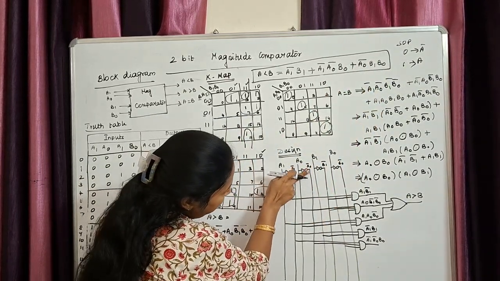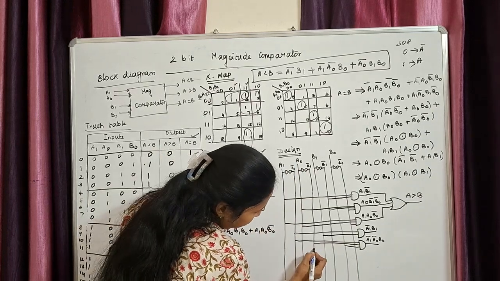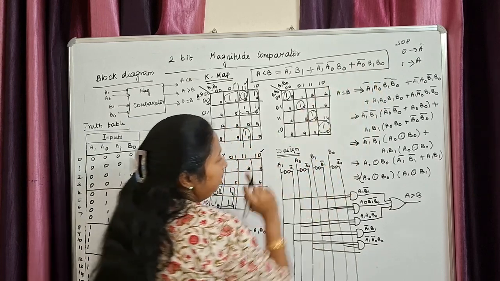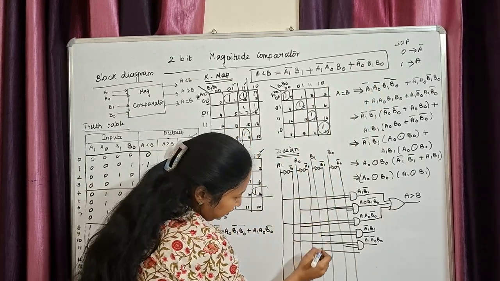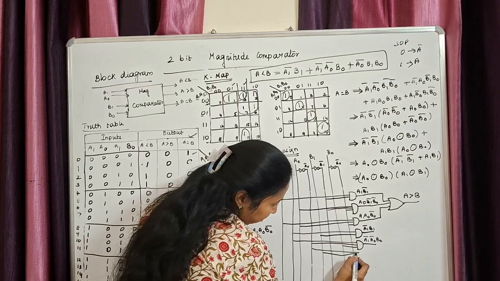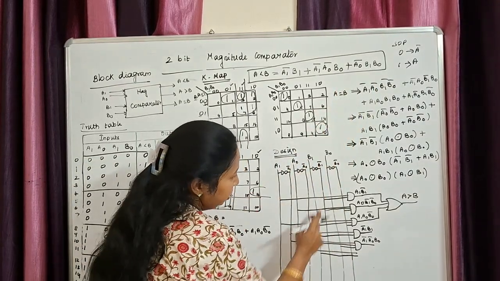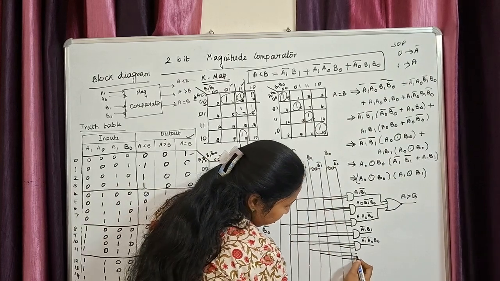A0 bar, where is A0 bar? A0 bar is here. So, take the lead from A0 bar. Clear? And it is B1 and B0. Where is B1? B1 corresponds to this particular line. So, take a lead from here. Clear? Now, next term it is B0. So, where is B0? B0 is here.